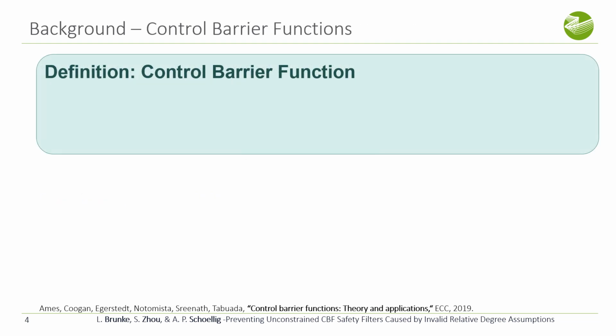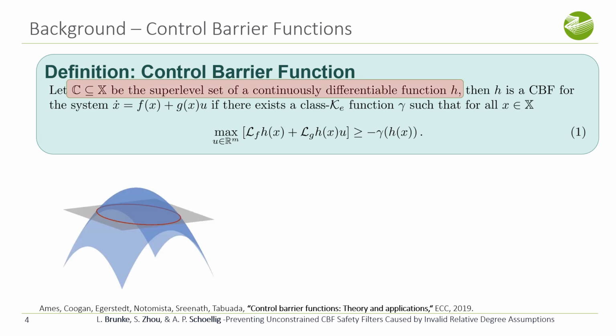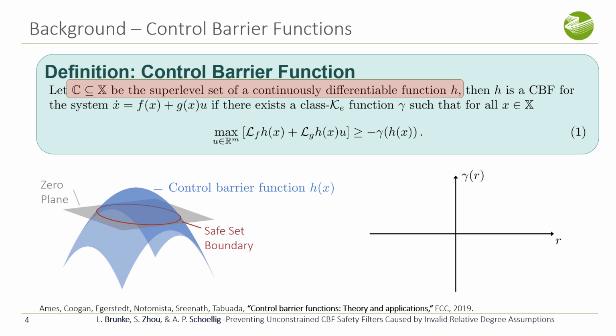In this work, we express safety through control barrier functions, or CBFs in short. A CBF is a continuously differentiable function, and its zero superlevel set is the safe set. The boundary is given by the states where the CBF is 0. The CBF condition in equation 1 bounds the Lie derivative, or time derivative of the CBF, with respect to the system dynamics. This bound uses a class kappa function, as shown in the bottom right. These functions pass through the origin and are strictly increasing.